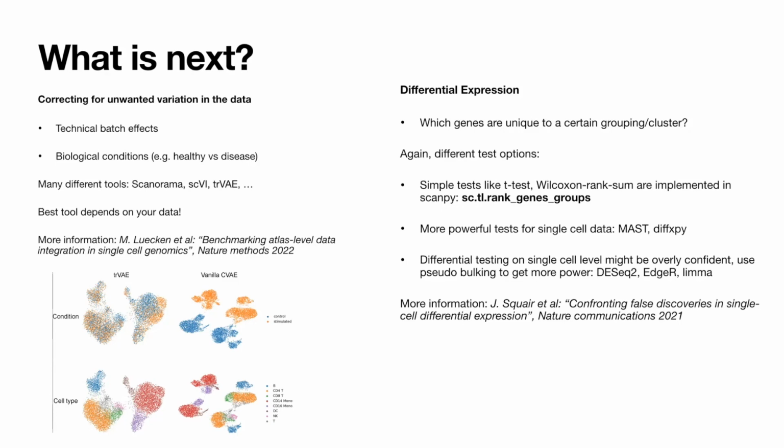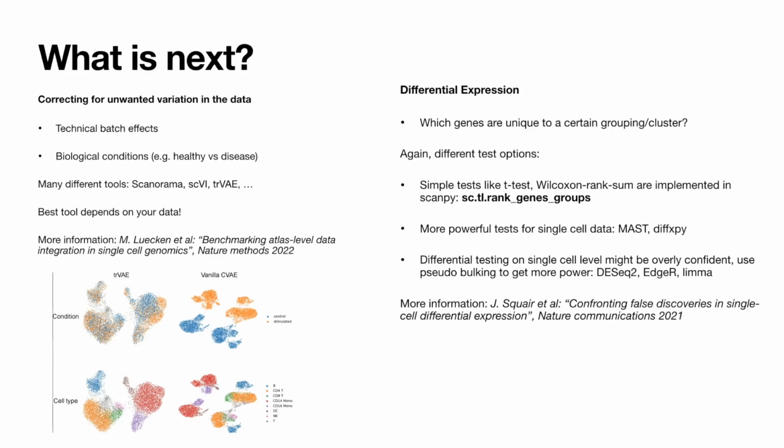Finally, just a point about differential expression here. I already mentioned that differential expression is something we could use to figure out which genes are differentially expressed, like the name says, in individual clusters to, for example, facilitate cluster annotation. There are quite simple tests like a t-test or a Wilcoxon rank sum test that are implemented in Scanpy that you can directly use. This is the rank_genes_groups function. But there are also much more powerful tests that were specifically developed for single cell data.